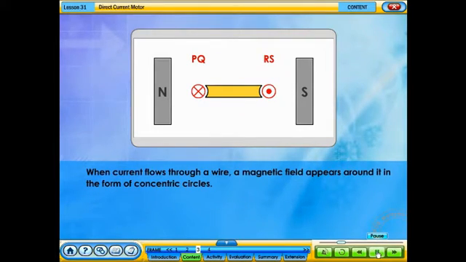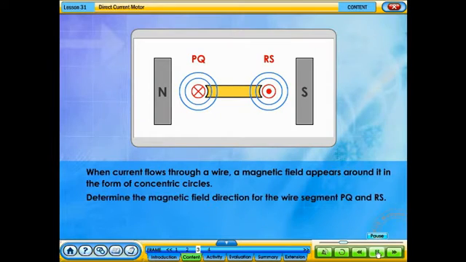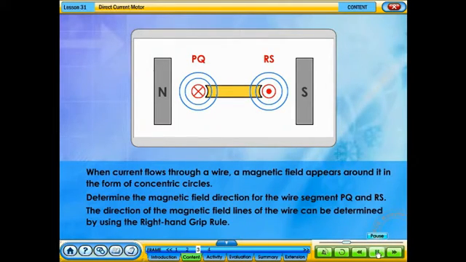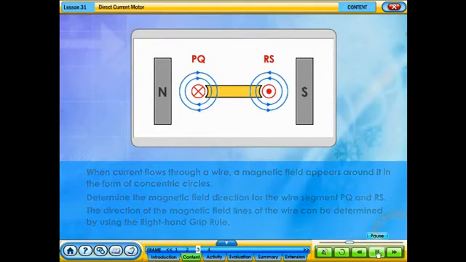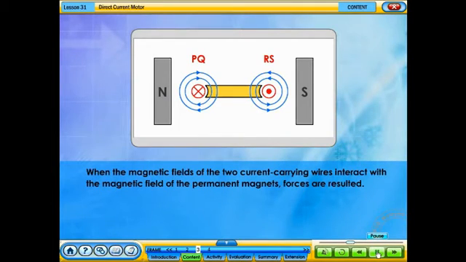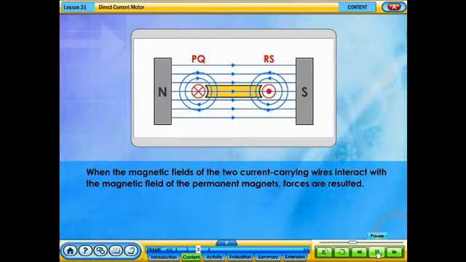When current flows through a wire, a magnetic field appears around it in the form of concentric circles. Determine the magnetic field direction for the wire segment PQ and RS. The direction of the magnetic field lines of the wire can be determined by using the right-hand grip rule. When the magnetic fields of the two current-carrying wires interact with the magnetic field of the permanent magnets, forces are resulted.